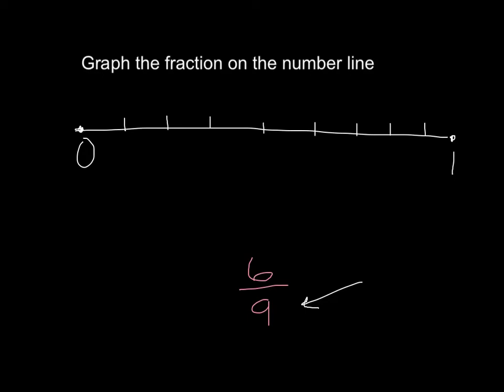Now, this time, I'm just going to take a different approach and start from the right to the left, but you could easily start from left to right. I know this one right here is going to be 9/9, so this must be 8/9, 7/9, 6/9, 5/9, 4/9, 3/9, 2/9, 1/9. And I could have easily just stopped right when I hit the 6/9 mark. And that is where you would plot your dot.